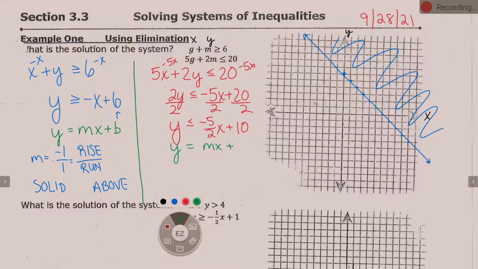Did we get our form? Y equals mx plus b. Where's the first dot I make? 10. Okay. Up 10. Can I go up 10? Yes.